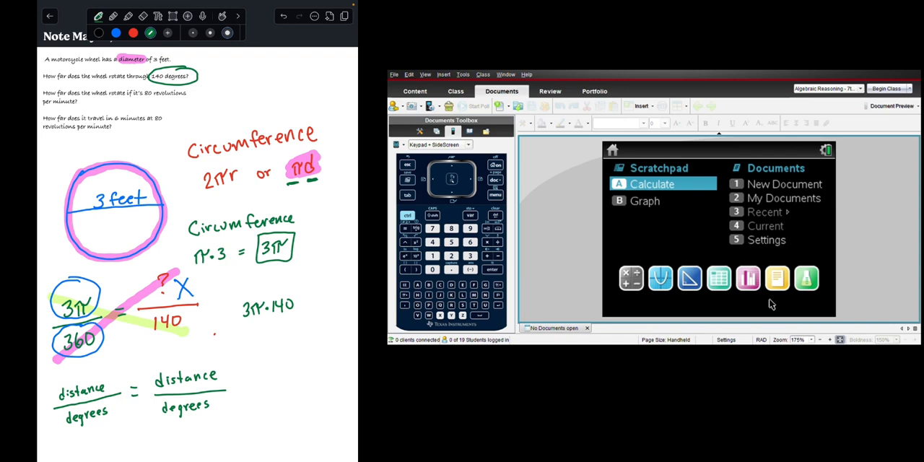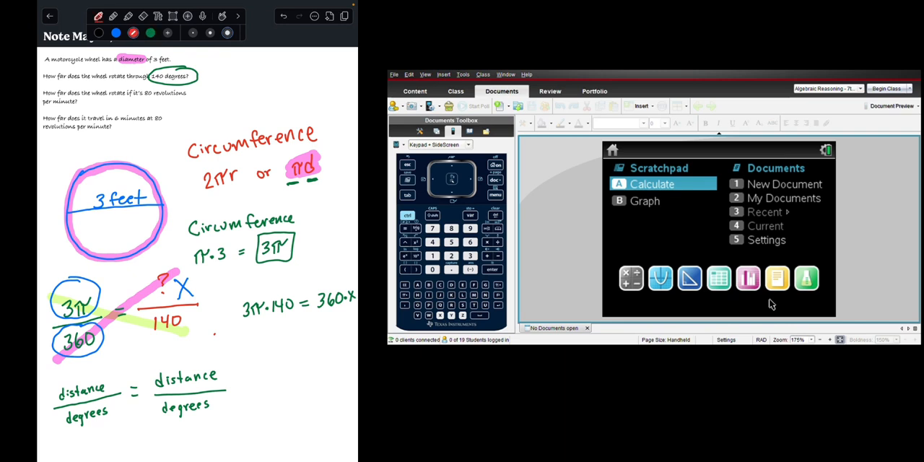I'm going to leave it like this so my numbers stay neat, okay? Next thing I'm going to do is multiply the 360 times x. That's going to give me 360 times x, okay? So now this is when I start working a couple things out. So I know that 3 times pi times 140 is equal to 360 times x. Well, I want to know what x is equal to, okay?